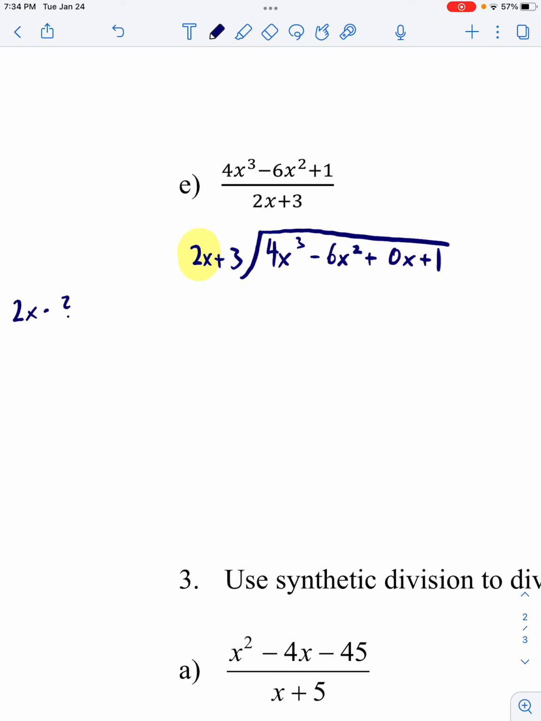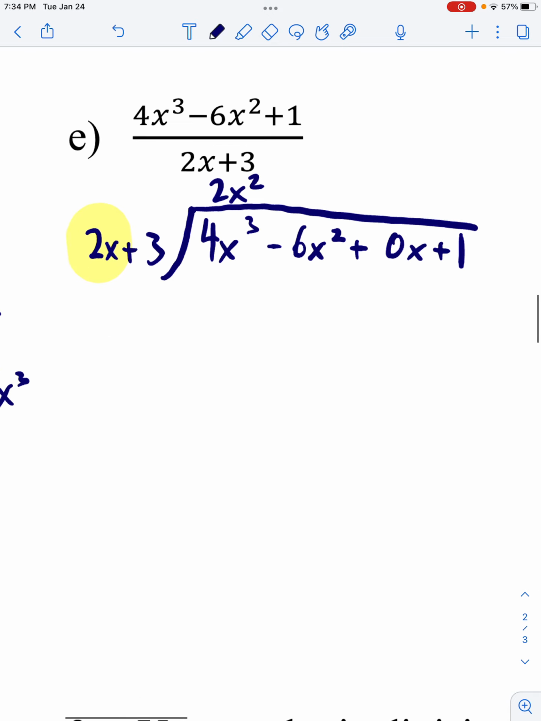2x times what gives me that 4x cubed, that first term under the division symbol? Well, 2x times 2x squared equals 4x cubed. So we're going to write a 2x squared up here.